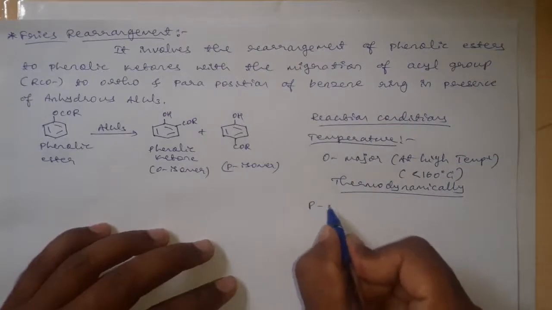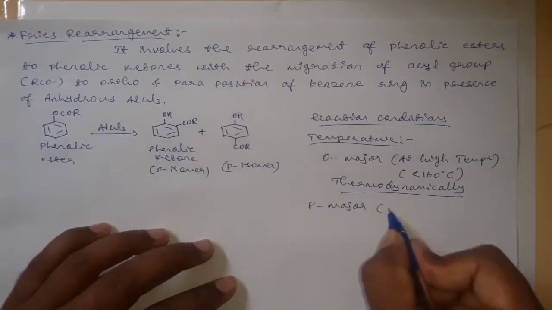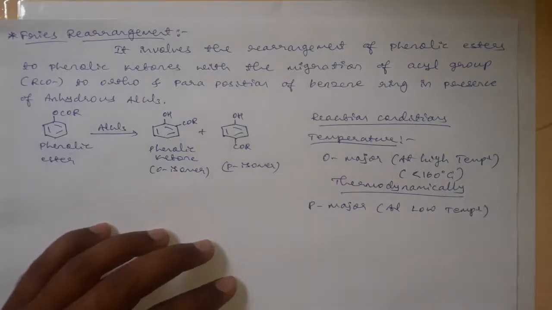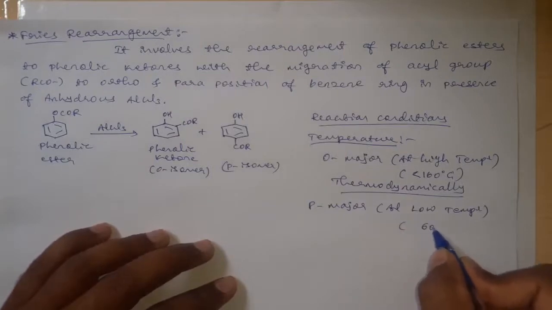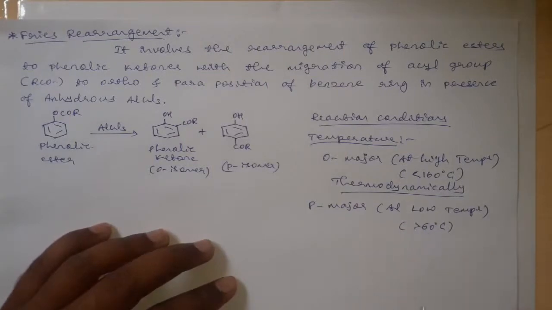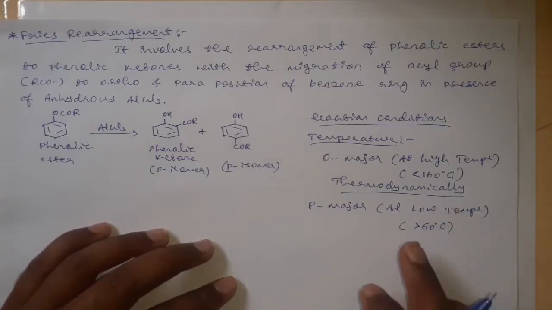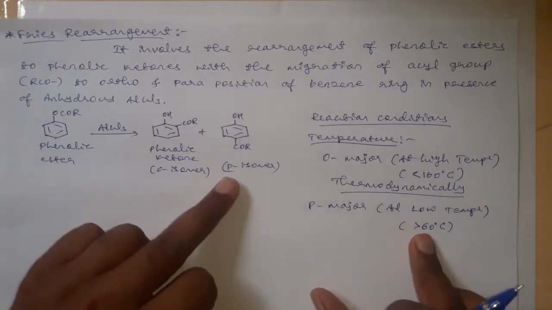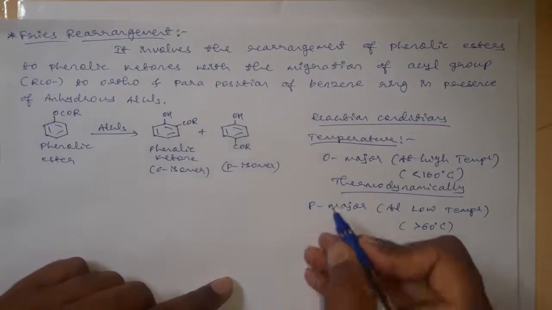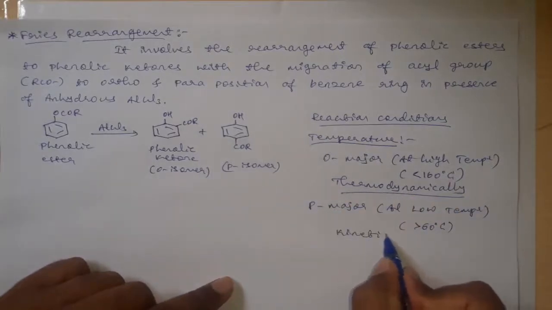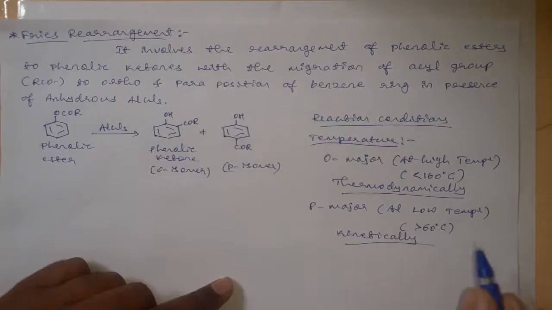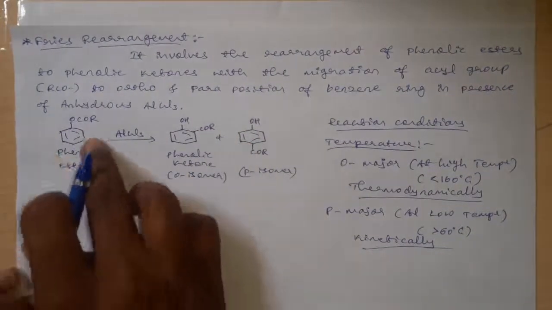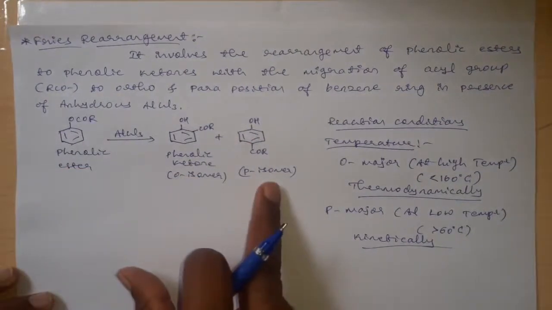And the para isomer is a major product only at low temperature, that is at about 60 degrees Celsius or less than 60 degrees Celsius. If the reaction condition is at 60 or less than 60 degrees Celsius, we are getting the para isomer as a major product. Okay, and therefore we can call this one a kinetically controlled product.